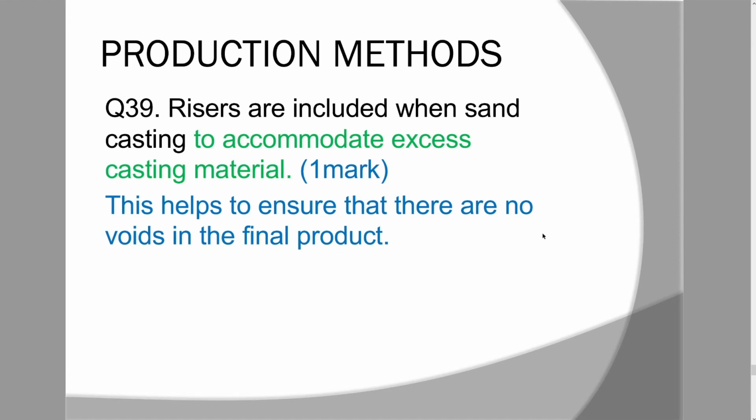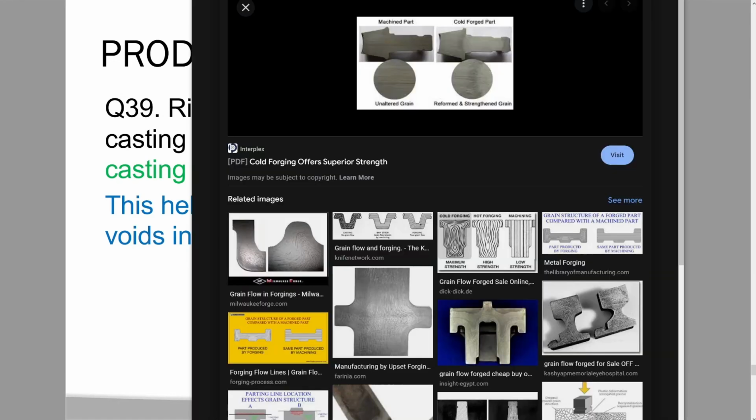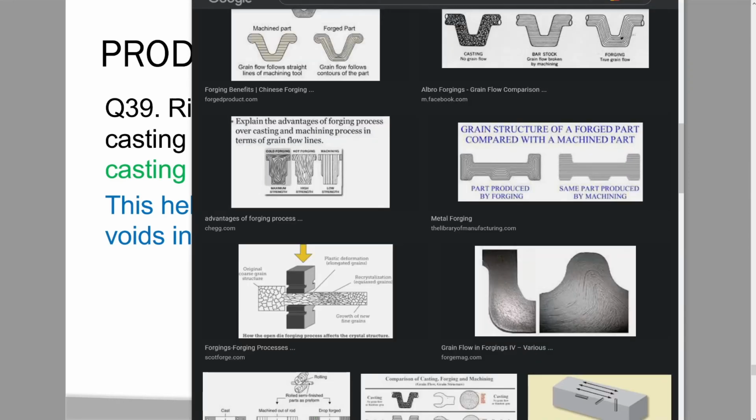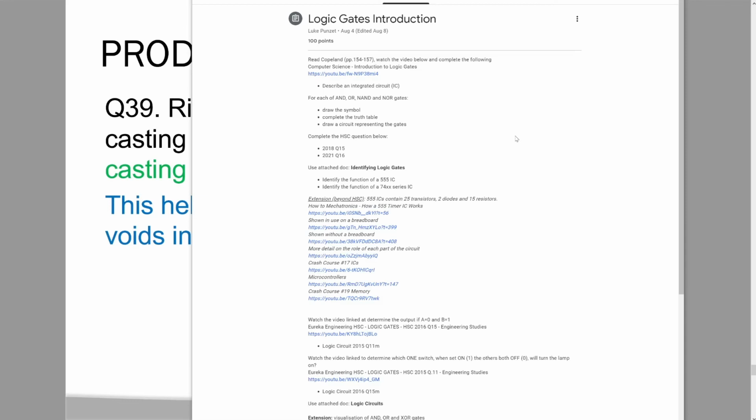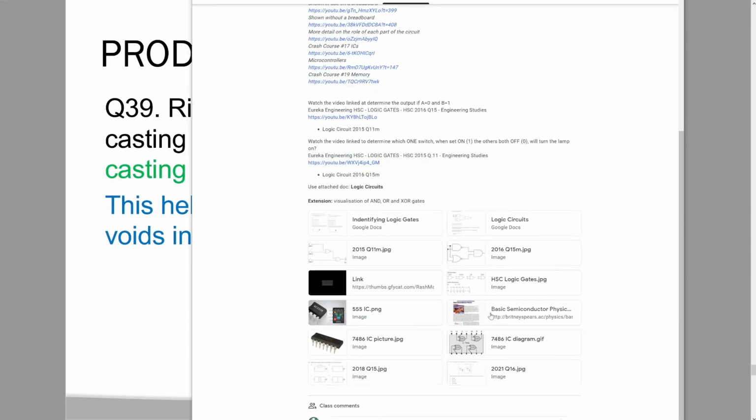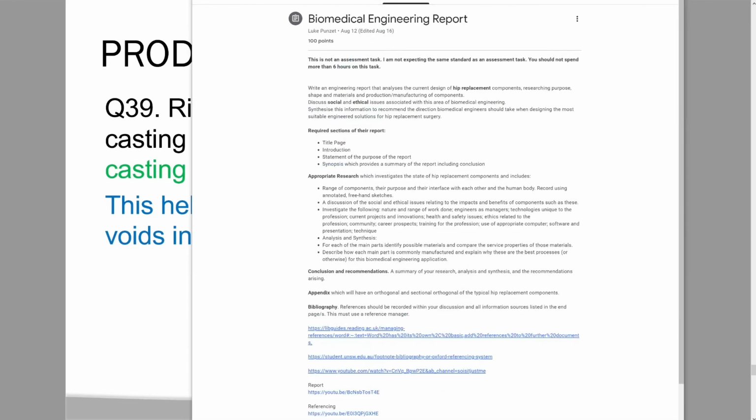Okay, lastly, so we've got some casting. So if we go to casting, I have a whole thing on logic gates. I went a bit logic gate crazy a couple of weeks ago.